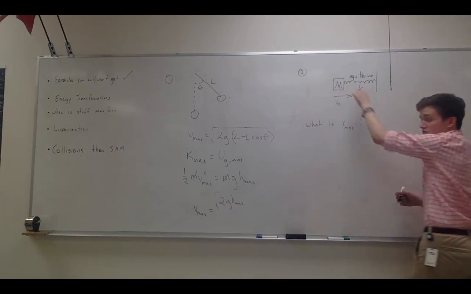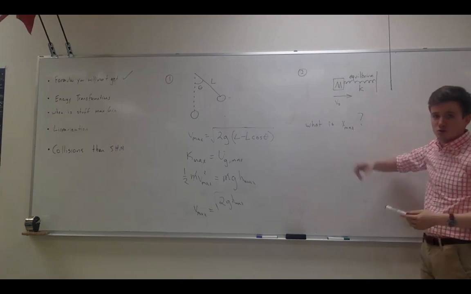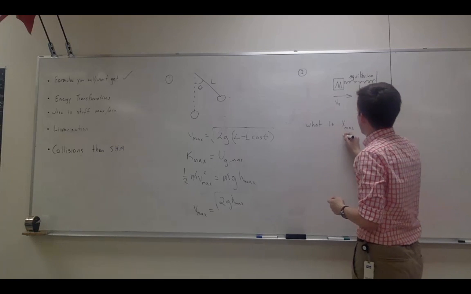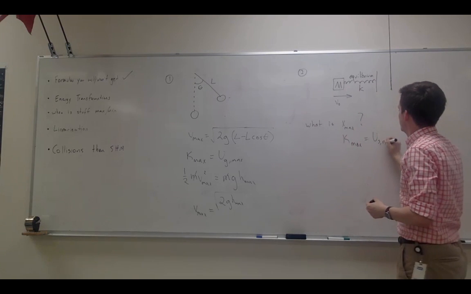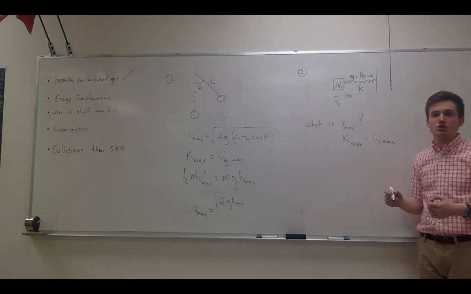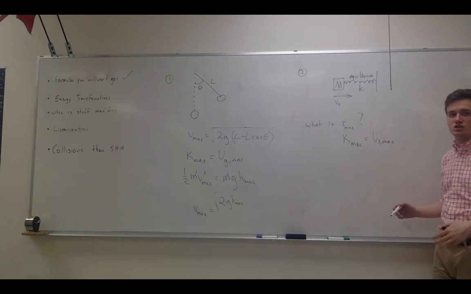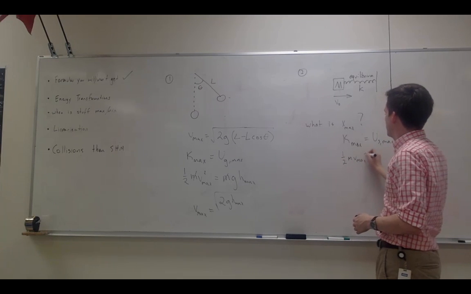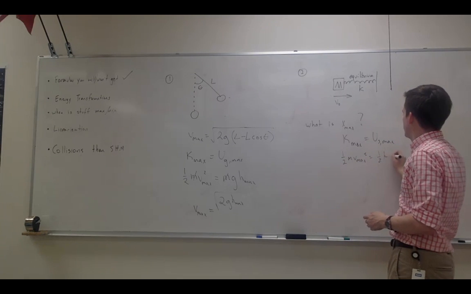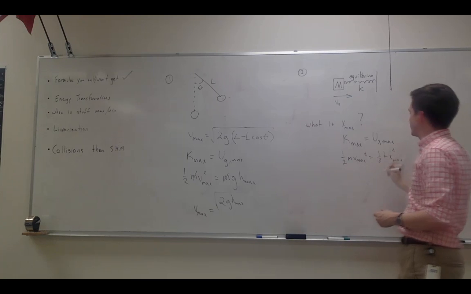Well, we're dealing with motion, so it's kinetic energy. We're dealing with the spring, so it's elastic potential energy. We're going to start off basically the same way we did on the last one. K max equals maximum static potential energy. Then from here, we're just going to start plugging stuff in. 1/2 m v max squared equals 1/2 k x max squared.